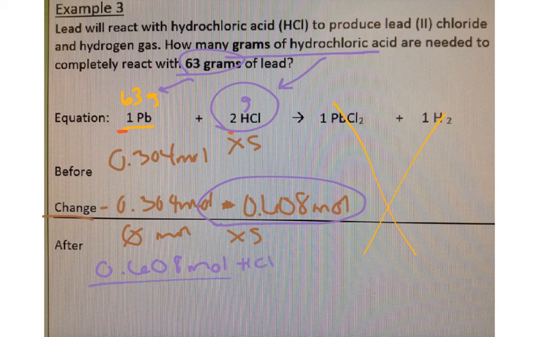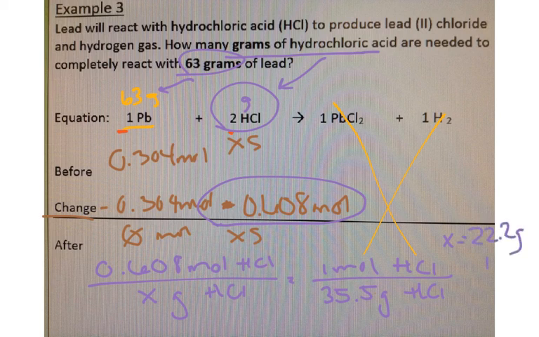So I need to set up a proportion using, once again, the molar mass. So we've got how many grams of HCl. Remember, moles has to go on top on this one because I put moles on top on the other side. So I'm going to put 1 mole of HCl on the top, and then I'm going to put 35.5 grams, which is the molar mass of HCl, on the bottom. When I cross multiply, I get 22.2 grams of HCl, which rounded to 2 sig figs because of that 63 would mean that I end up with 22 grams of HCl.